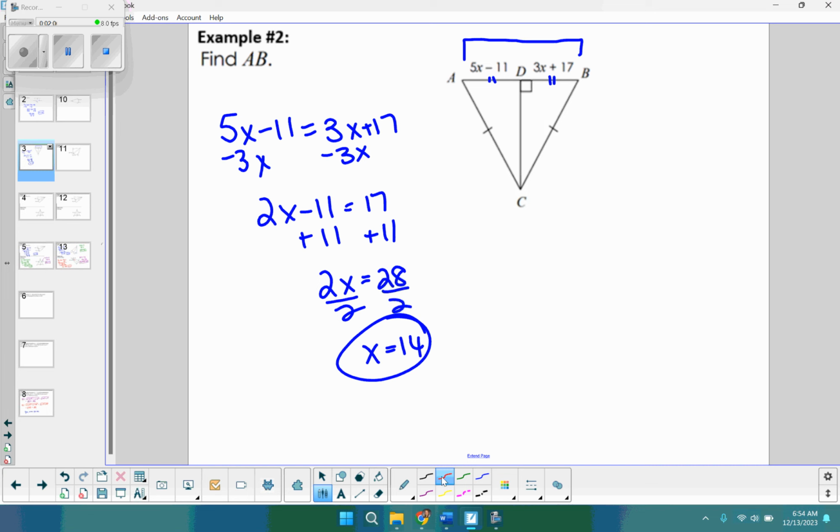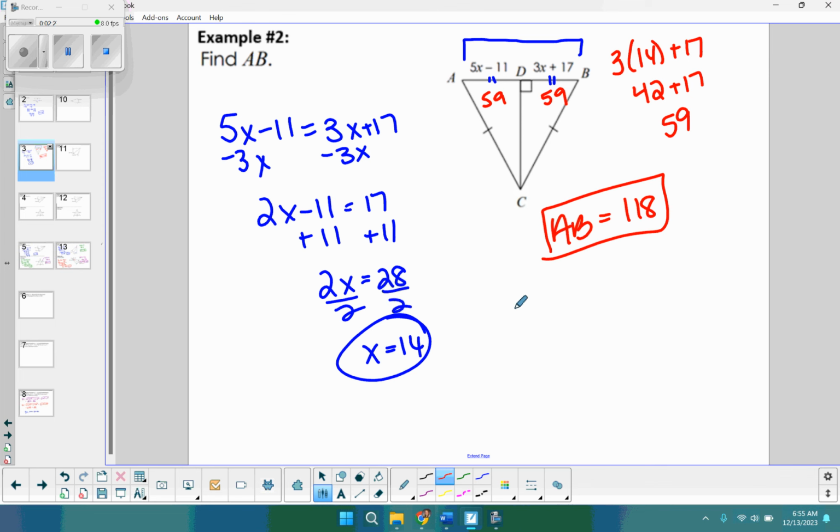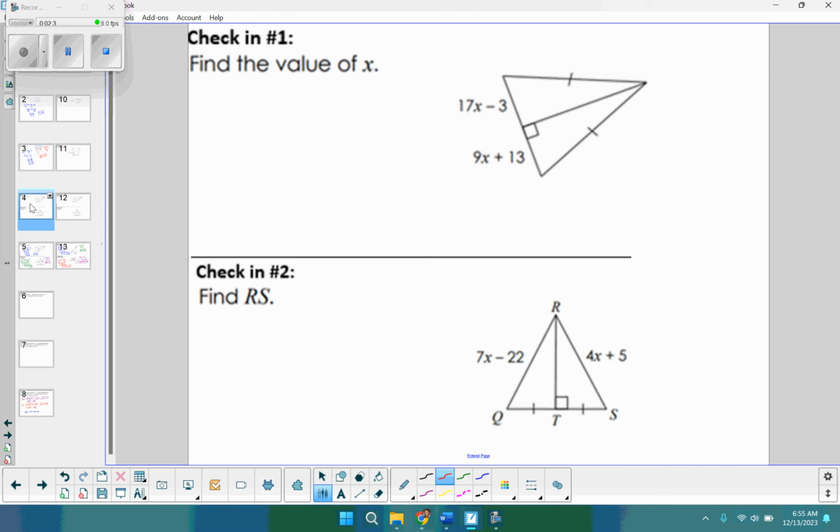So if I take that x is 14 and I plug it back in here, 3 times 14 plus 17, we get 42 plus 17, which is 59. So if this is 59 and this is 59, AB is really 118. So you can go ahead and try these two. Pause. When you're ready to see the answer, hit play.